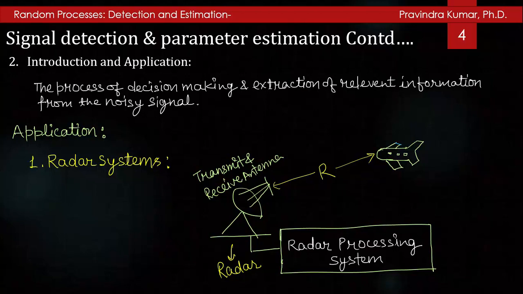Here to decide the range, we transmit an electromagnetic pulse that is reflected by the aircraft and the echo is received by an antenna. Let tau naught seconds later we receive the echo. Then the range R can be calculated by tau naught is equal to 2R by C, where R is the range and C is the speed of electromagnetic wave propagation.